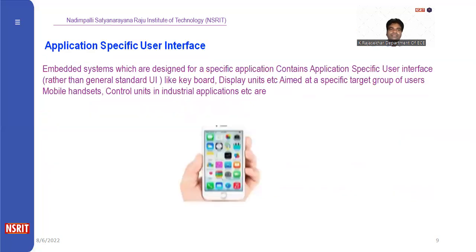Another one is the application specific user interface. The best example is the mobile. A mobile contains everything like a keyboard and display unit. This is the example for the application specific user interface. Embedded systems designed for a specific application contain an application specific user interface like keyboard, display units, etc. They aim at a specific target group of users, such as mobile handsets and control units in industry applications.